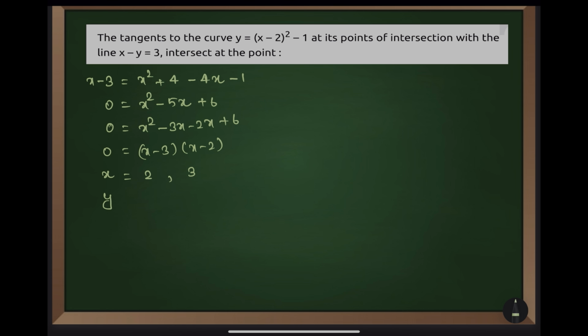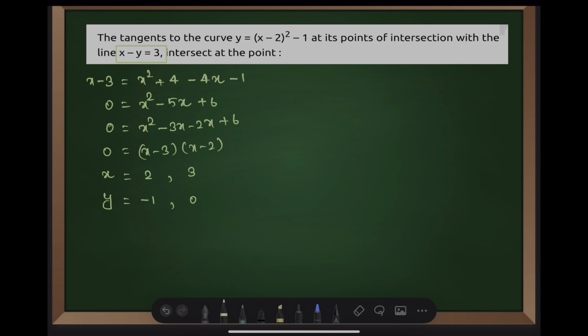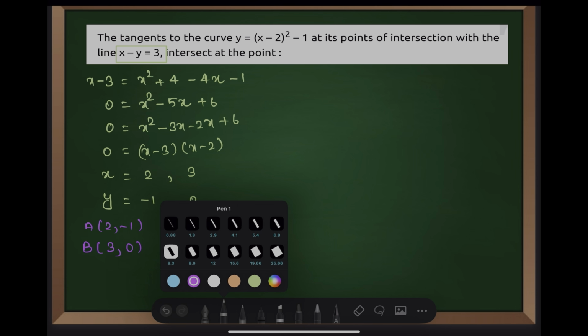Suppose that x is equal to 2. If you substitute, you will get the y value. So with x equals 2, 3 minus 2 is 1, so minus y is equal to 1, so y is minus 1. And for x equals 3, y will be 0. So can I say that point A will be (2, minus 1) and point B will be (3, 0)? So we got our 2 points.